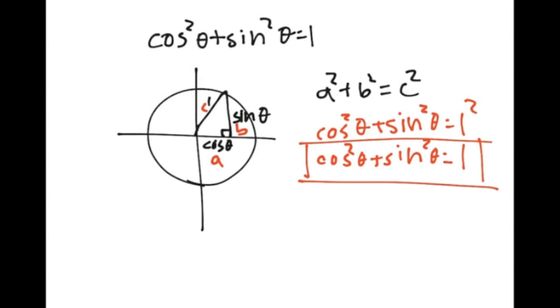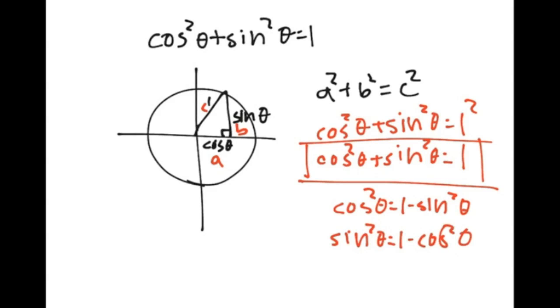And from this, we can take that cosine squared theta equals 1 minus sine squared theta, and sine squared theta equals 1 minus cosine squared theta. These will be really important when we start solving these functions, but if you can't remember them, then now we know how to get them.